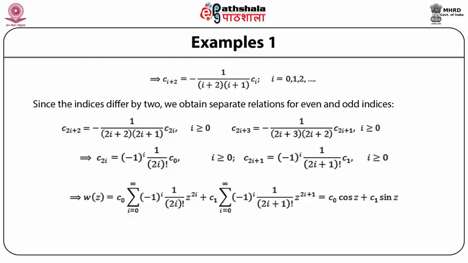Thus, the general solution can be written as w(z) is equal to c_0 times summation i going from 0 to infinity minus 1 raised to power i multiplied by z raised to power 2i by (2i) factorial plus c_1 times summation i going from 0 to infinity minus 1 raised to power i z raised to power (2i plus 1) divided by (2i plus 1) factorial. This is simplified to obtain the expression for w(z) equal to c_0 times cos z plus c_1 times sin z.